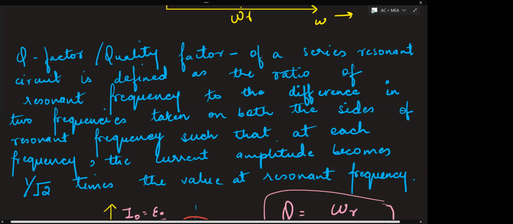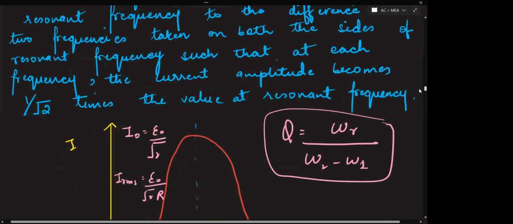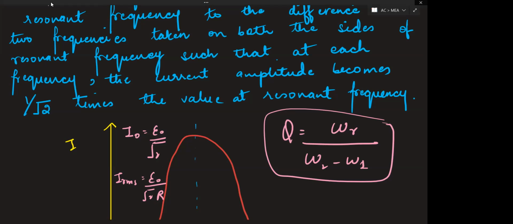This is the difference between both the frequencies that are taken from both the sides, such that at each frequency, current amplitude becomes 1 by root 2 times the value at resonance. It means if at resonance, the value of I naught was E naught divided by, not root 2, I naught divided by R.